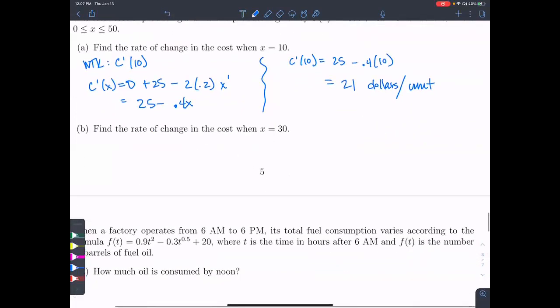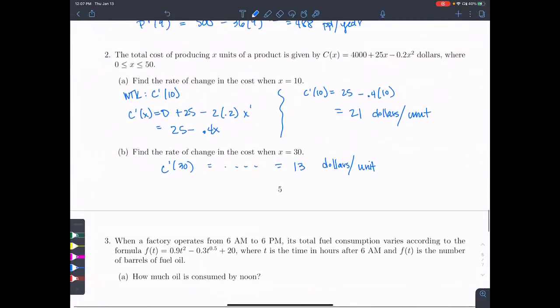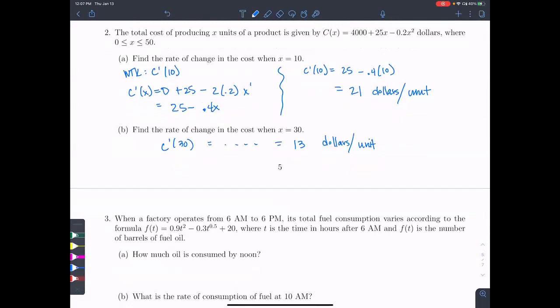Okay, B, the rate of change of cost when X is 30, so you would do C prime of 30 and figure out what that is. I believe that this is $13 per unit. So in this case, the more that this company is making, the more cost effective it is, basically. Making one of something isn't really cost effective, but if they make 30 of them, it's better. The rate of change in cost is decreasing as they produce more. So they've got to find that balance.